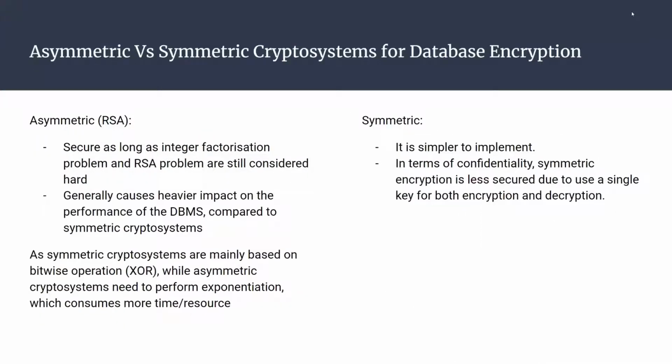When using asymmetric crypto systems for database encryption, like RSA, they're considered secure as long as the integer factorization problem and the RSA problem are still considered hard. But as asymmetric crypto systems need to perform exponentiation, while symmetric crypto systems are mainly based on bitwise operations like XOR, as we mentioned before, asymmetric crypto systems consume more time and resources, hence will cause a greater reduction on the performance of the DBMS than symmetric crypto systems. For symmetric crypto systems, it is simpler to implement in terms of confidentiality. Symmetric encryption is less secure due to the use of a single key for both encryption and decryption.